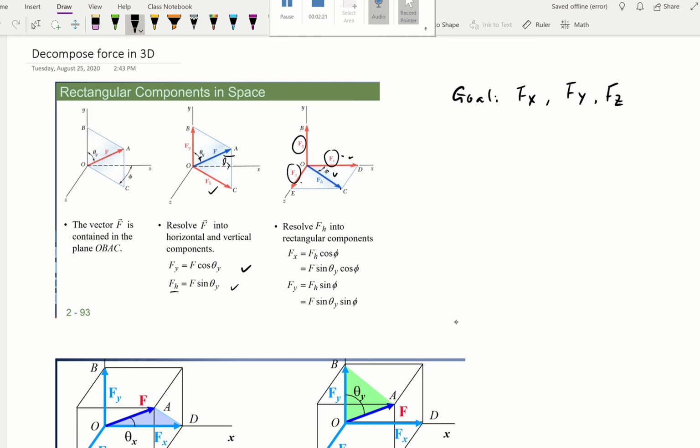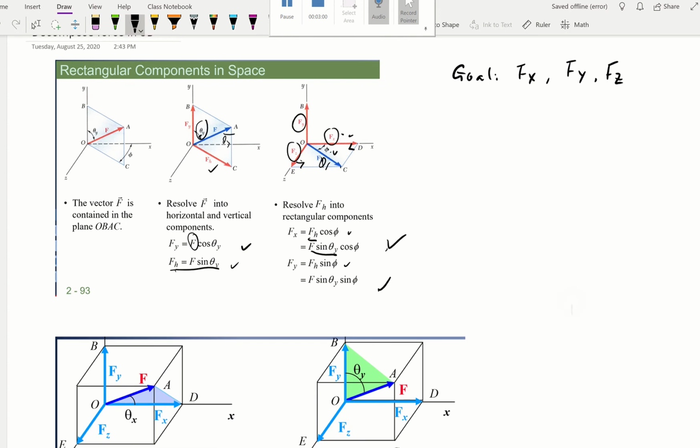So Fx is going to be our Fh times cosine psi. Why? Because this is 90 degrees. And then Fz, and this is again 90 degrees, so it will be Fh times sine psi, and then we substitute our Fh in here. From this first projection, we get all three components. Okay, so in order to do this, we needed to know the force F, we also needed to know the angle theta y, and we also needed to know the angle psi here.